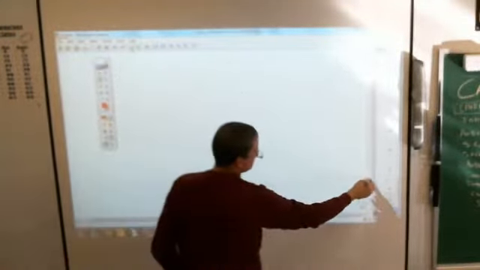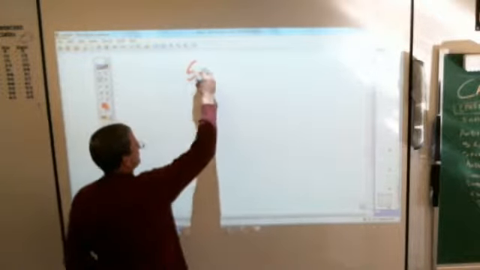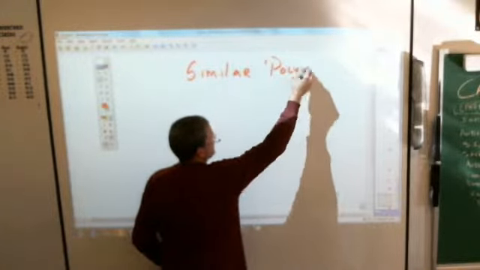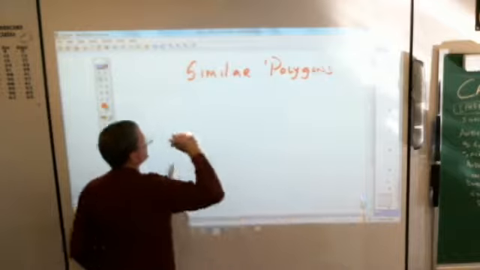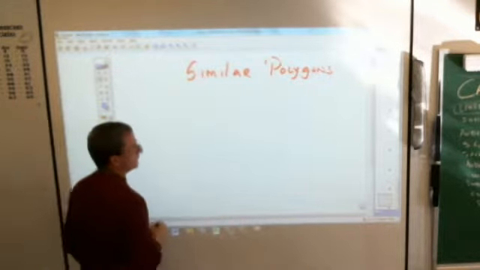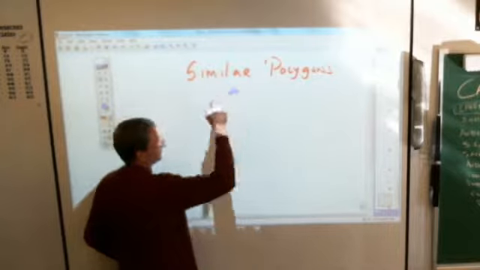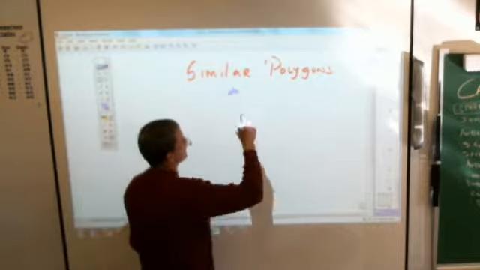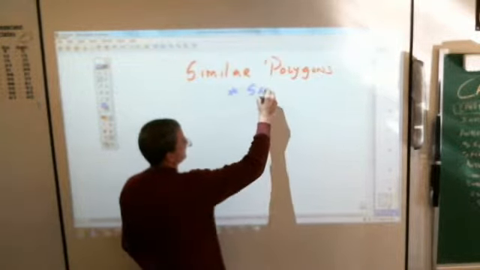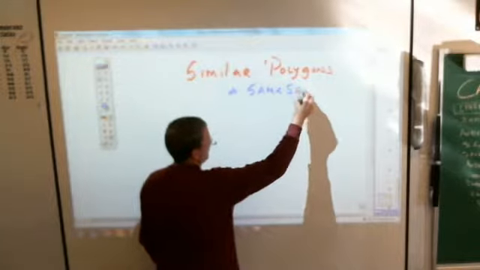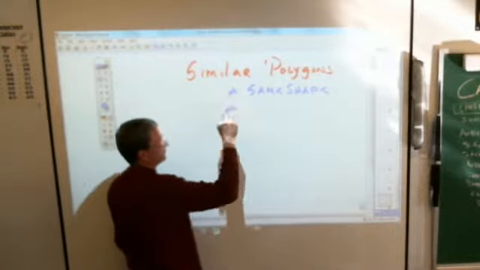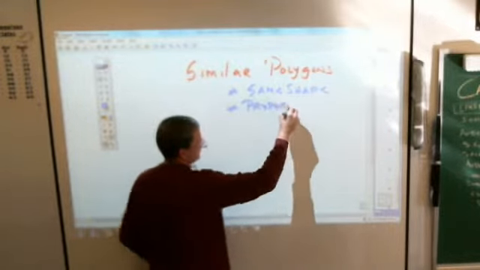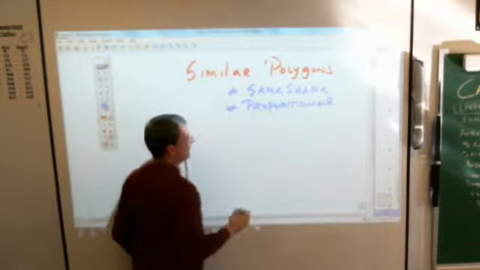Alright, ladies and gentlemen. Right on top of your thing here, similar polygons. In order for things to be similar, remember what they were? We talked about similarity at some point in our lifetime. Similar shapes are, John? Of same shape. And same shape in the sense that they must also be what we call proportional. And that's what we shall talk about just a little bit here.